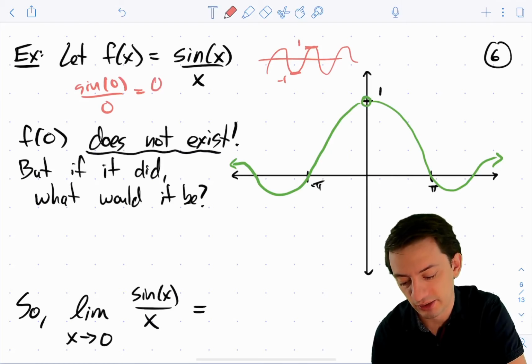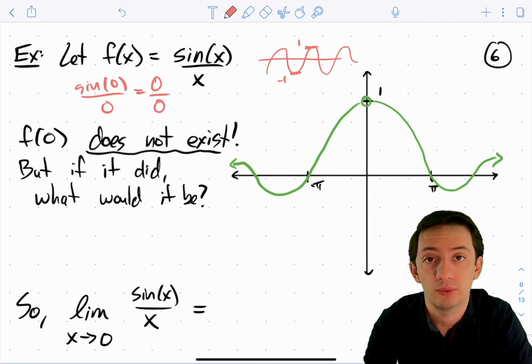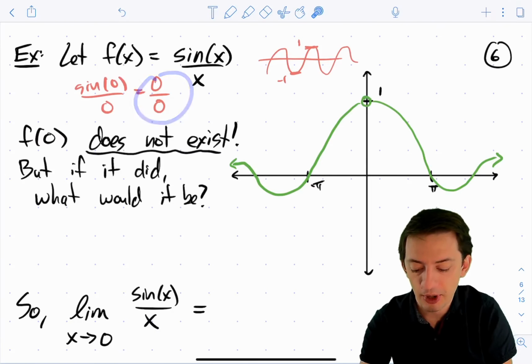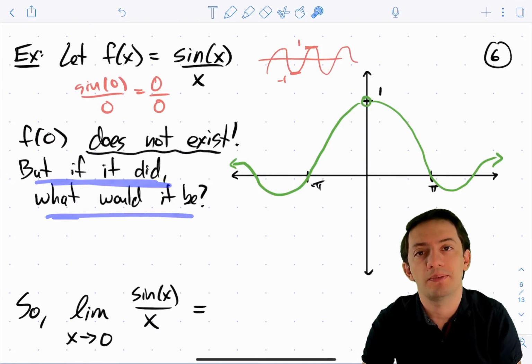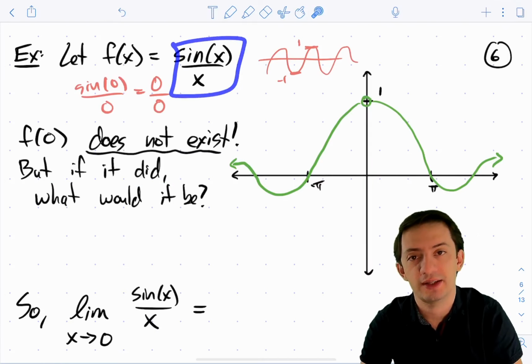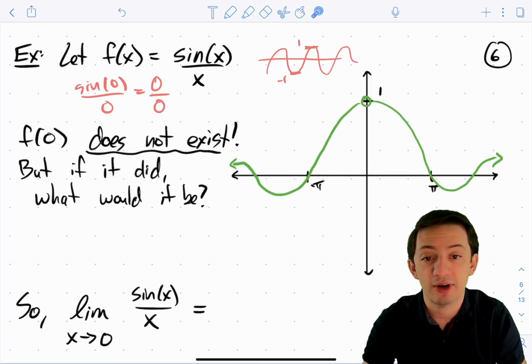So this is like 0 over 0. And that gives us a problem. We want to know what should it be. It obviously doesn't exist. But it's kind of like asking this question: if it did exist, what would it be? And so if you plug this function, sine of x over x, into your graphing calculator, into Wolfram Alpha, into something like that, this is the graph that you get.